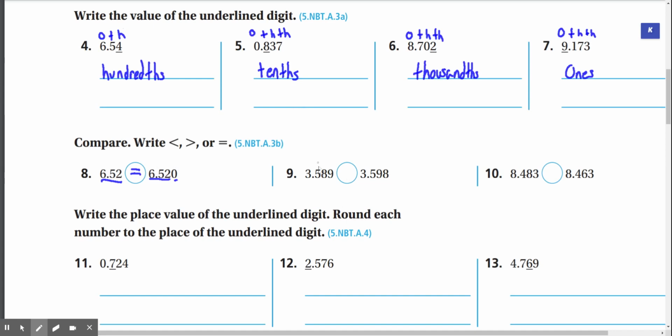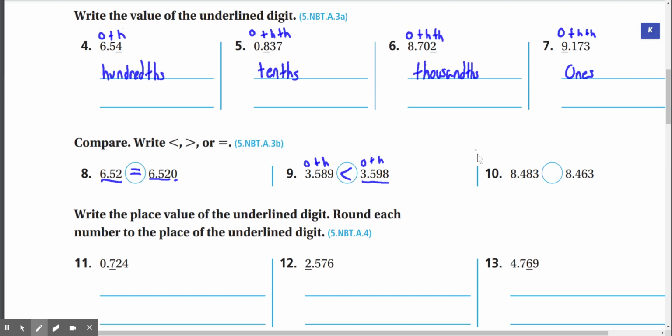Number 9, we have 3.589 and 3.598. Well, let's compare the ones place. The ones place are the same. The tenths place are the same. And the hundredths place are not the same. Which one has the bigger hundredths place? Well, 3.598. So 3.598 is greater than 3.589. Or you could say 3.589 is less than 3.598.